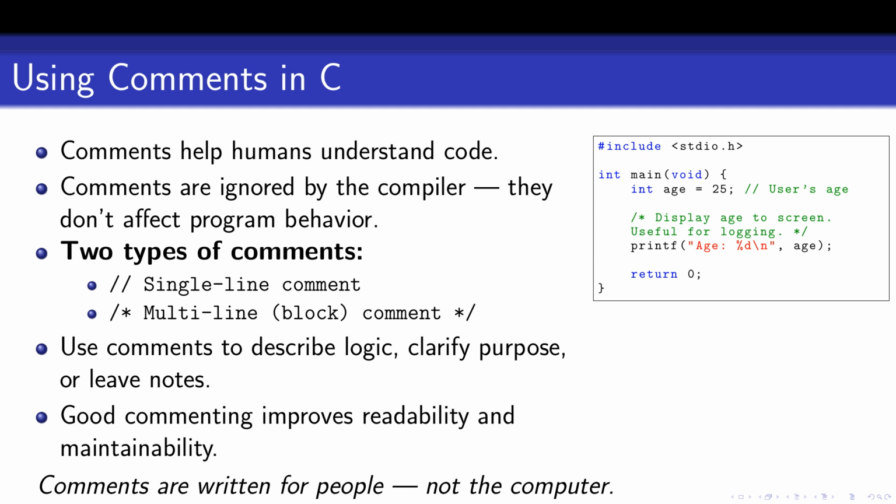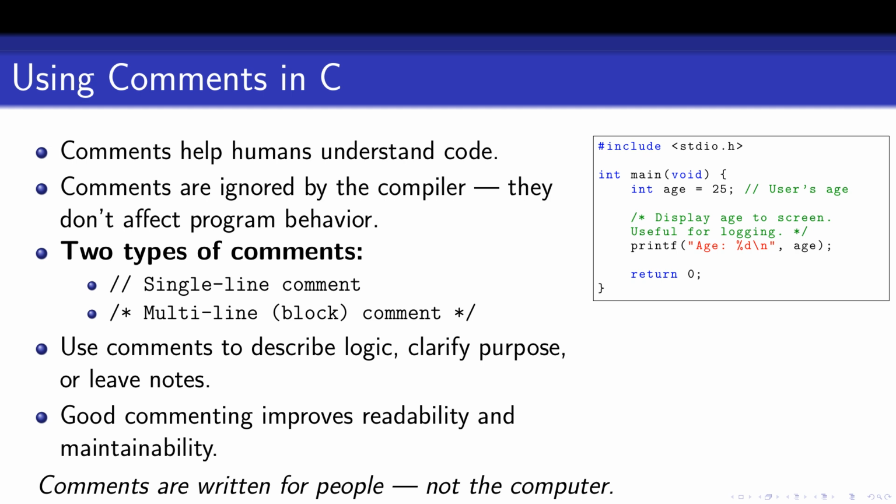Let's now talk about how we include comments in our code and why they matter. Comments are notes you add to your program for humans to read. They're completely ignored by the compiler, so they don't affect how your code runs. In C, there are two types of comments: single-line comments that start with // and multi-line or block comments that begin with /* and end with */.